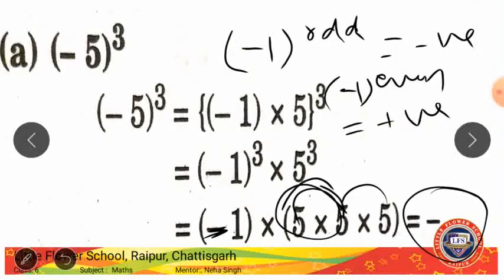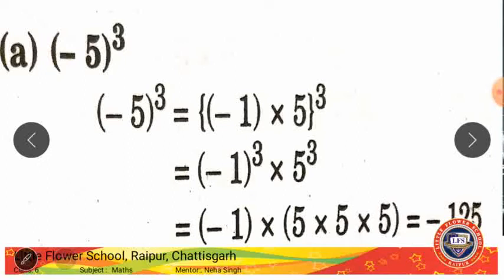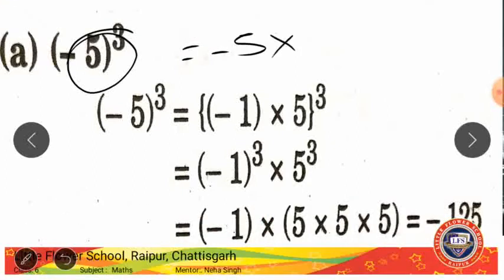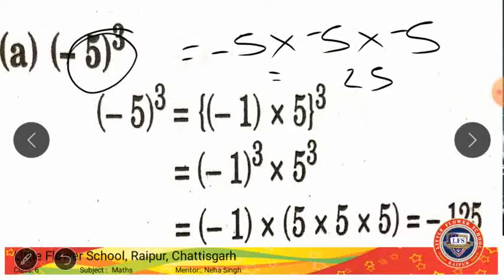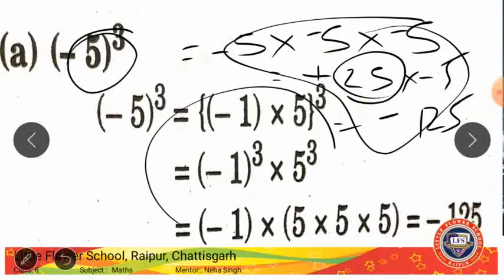This question we can solve in a simpler method also. One more method I'll explain for this question. See, it is minus 5 cube. We can directly write it as minus 5 into minus 5 into minus 5, right? This 5 into 5 is 25. And minus minus, we have studied in integers. What is minus minus? It is plus, into minus 5. Now again 25 into 5 is 125. Plus into minus is minus. So either you can solve this way or you can solve that way.